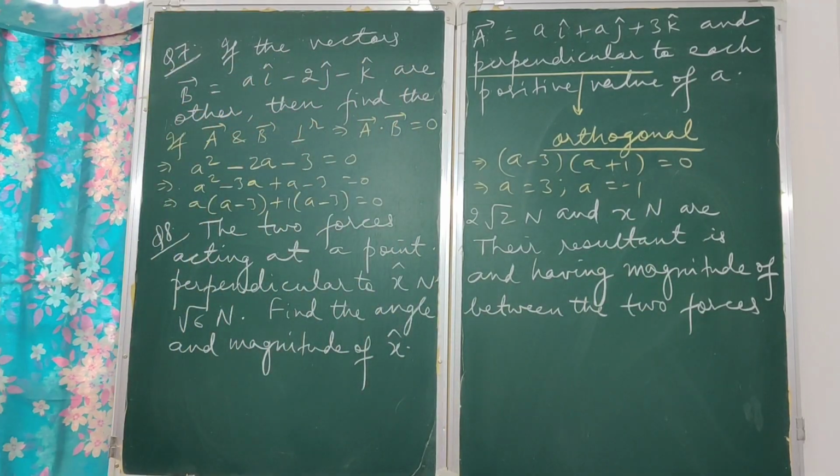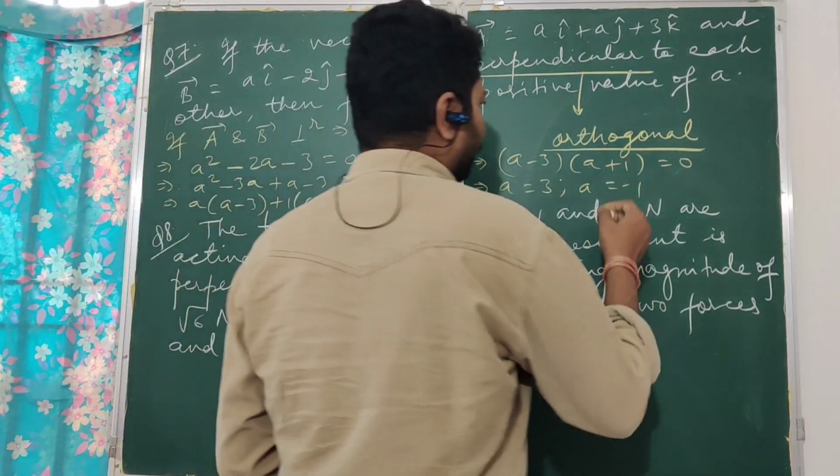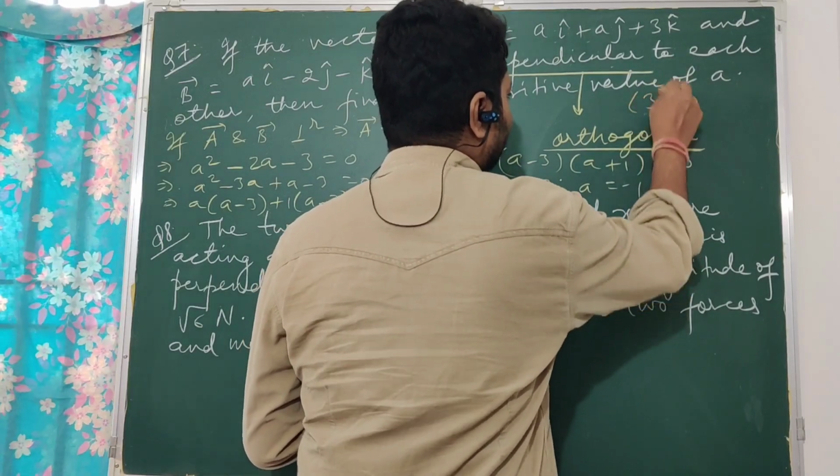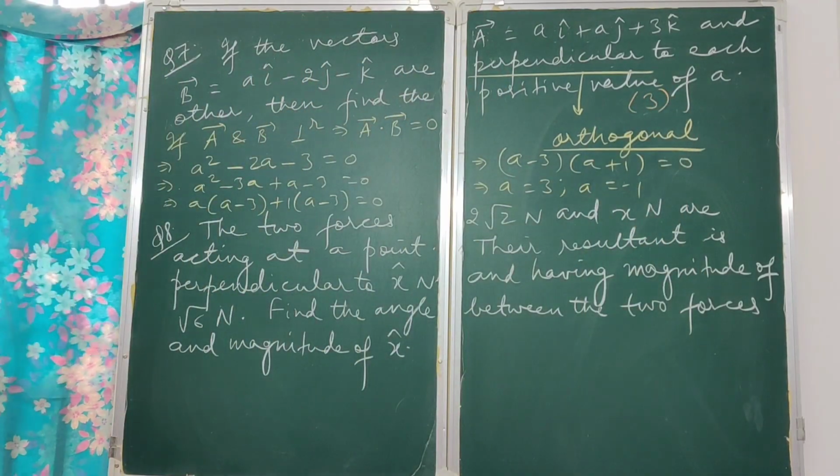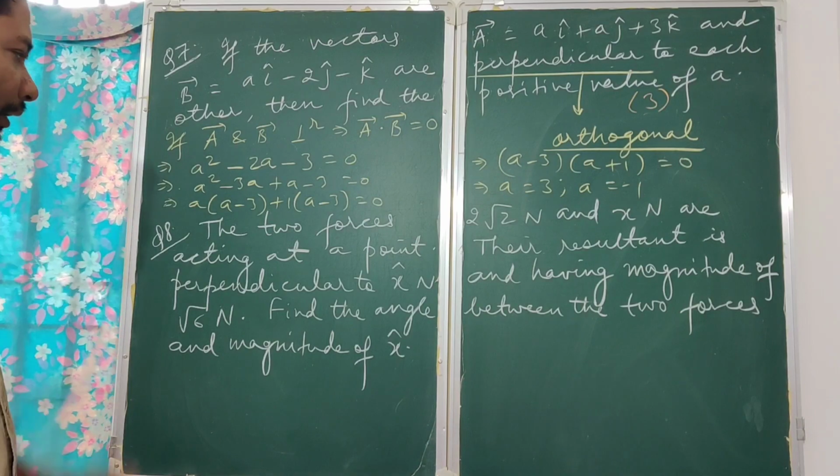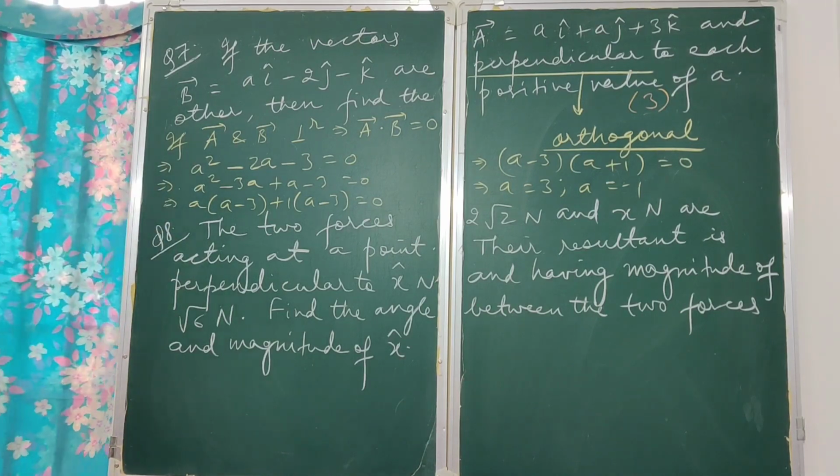They are asking us the positive value of a. So what is the value of a? We will take it as the answer 3. So 3 will be the answer for that question. Now let's move on to the next problem.